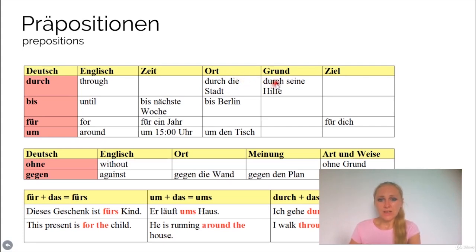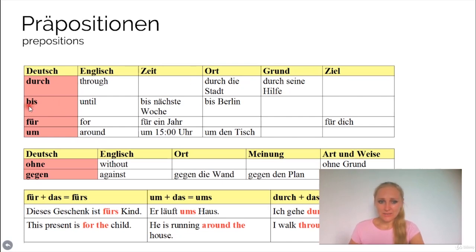Then the next one, Grund, reason: durch seine Hilfe, through his help. So this is how you can apply this preposition here, and on which occasions. So if it's about a location or a reason, for example, through his help, you can say through his help I achieved my goals, for example, durch seine Hilfe.